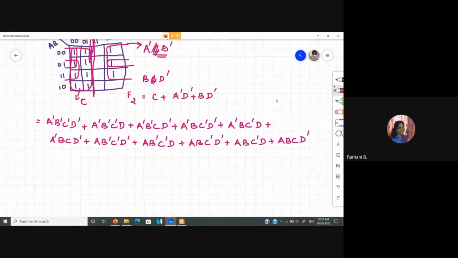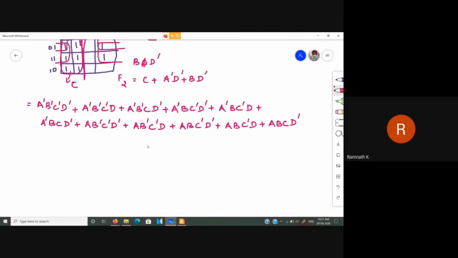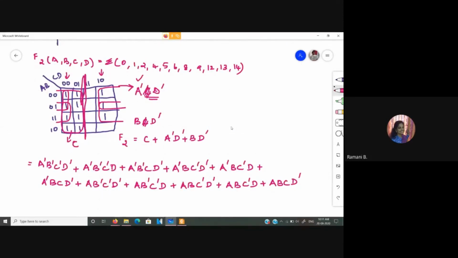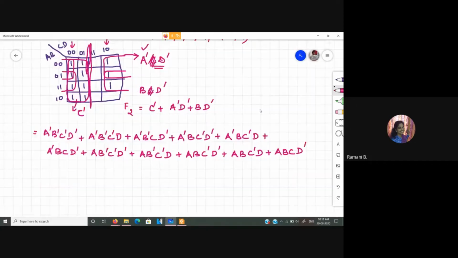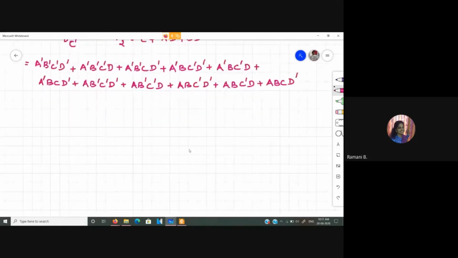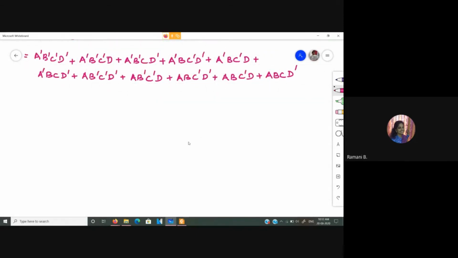So now if we start simplifying this, F2: C bar plus A bar D bar plus B D. Oh yeah, sorry, I made C is equal to 0. So this is C bar. Okay. So now, if we are simplifying this, in the first two terms, you can have A bar, B bar, C bar common, then D bar plus D. And in the third term, let us have it as such, A bar, B bar, C, D bar.